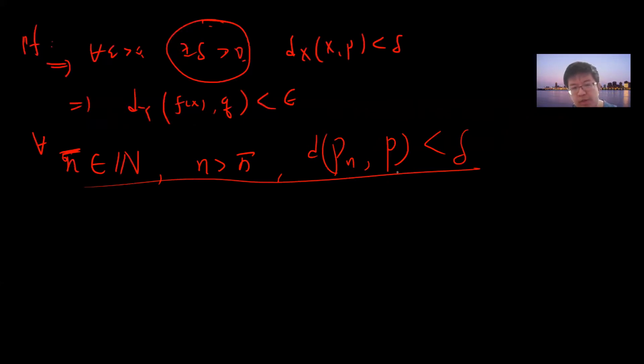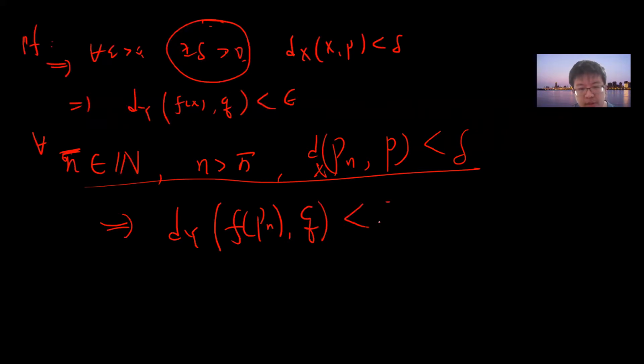Because this Pn approaches P, but this is x. So sometimes I'm lazy and I don't write x. But obviously this should be x. So when I have this, then I definitely have this, which tells you that because Pn satisfies the condition, we have f of Pn and q less than epsilon.